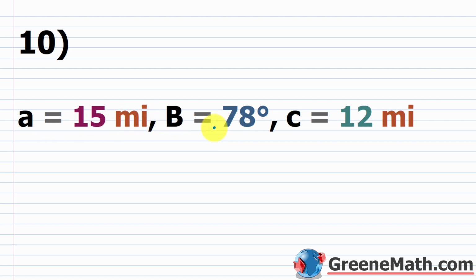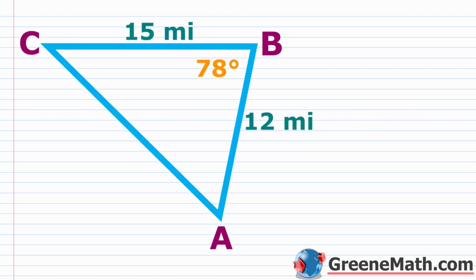The measure of angle B is 78 degrees, and the length of side C is 12 miles. So again, we want to find the area, and I'm going to do it both ways. If you're given side angle side, it's quicker and better to just use that formula we learned about with the law of sines. So you could say that the area here is equal to 1/2 times this side times this side. Just leave the units off. We know it's going to be miles squared or square miles.